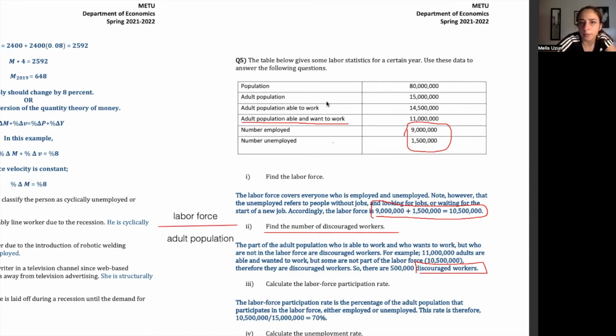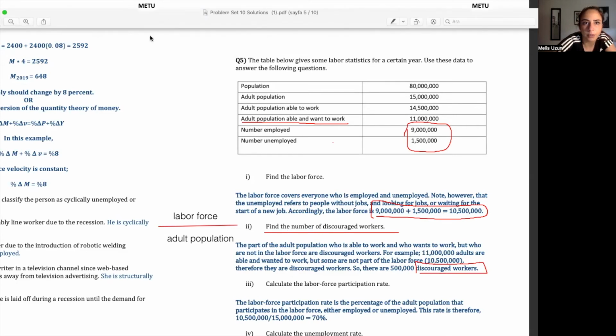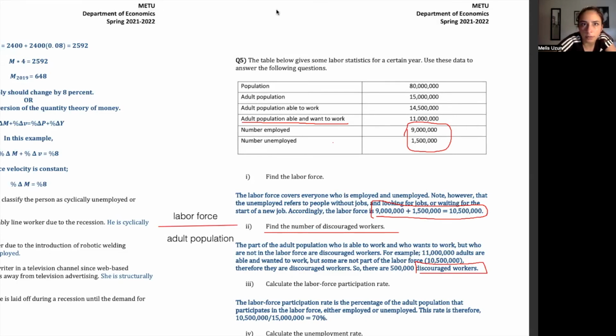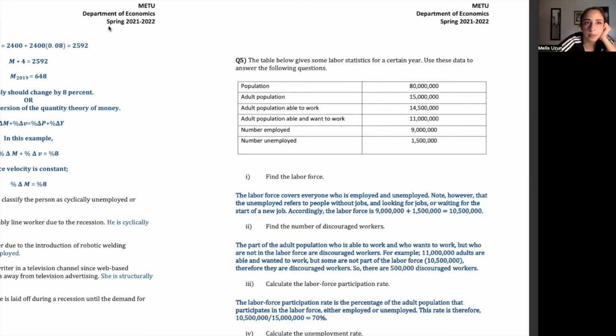So the labor force was this. Let me use another color. Was this? I'm sorry. Why can I not use the pen? Okay. Was this? And the adult population is this. So if you divide labor force by adult population, it is 70%. Let me clear this up.